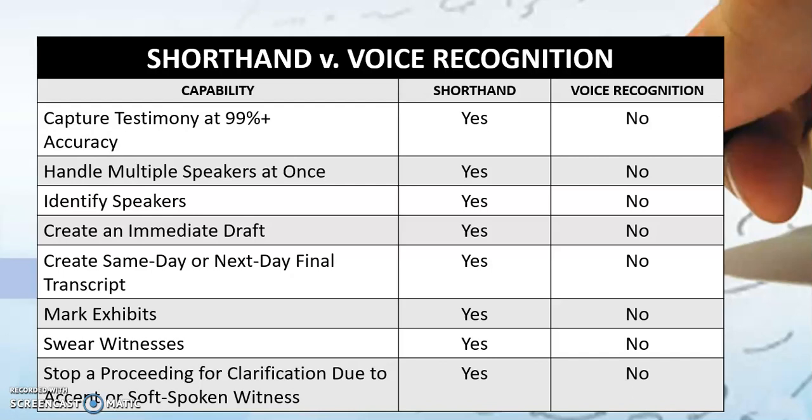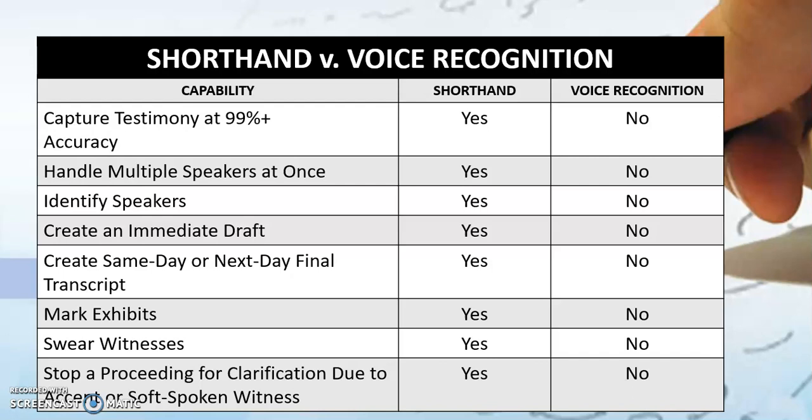Accuracy, definitely we have when it comes to shorthand. Handle multiple speakers at once. In shorthand, you can identify who those speakers are. Unlike voice recognition, it is a bit difficult to recognize who is the person or individual speaking. Like number 3, identify speakers. Same thing with number 2.